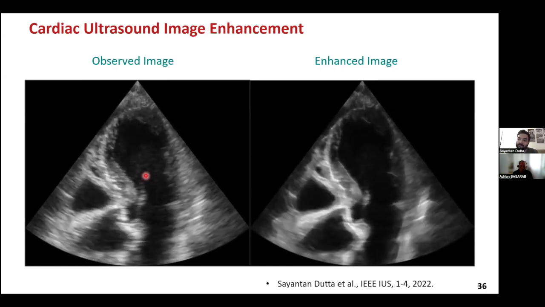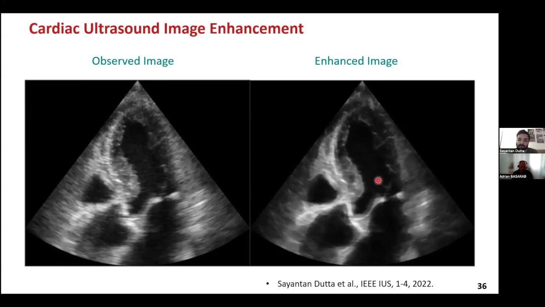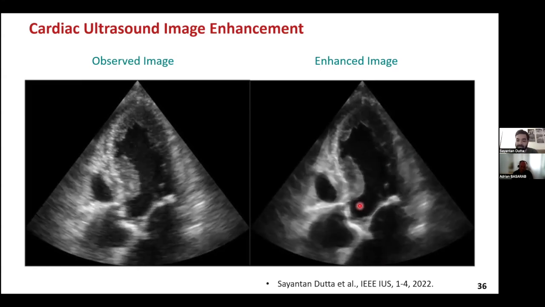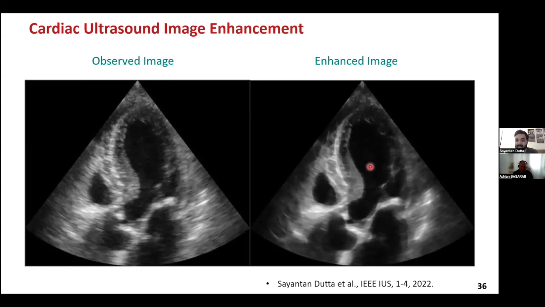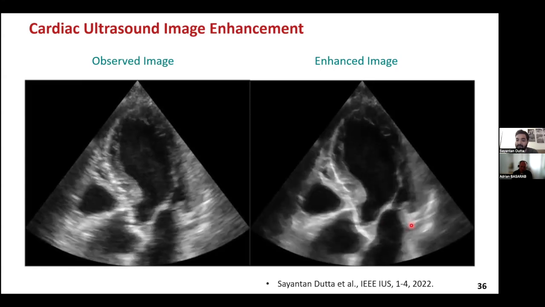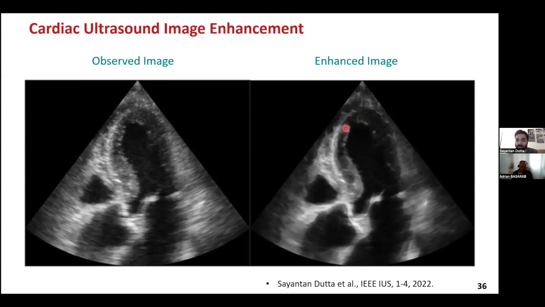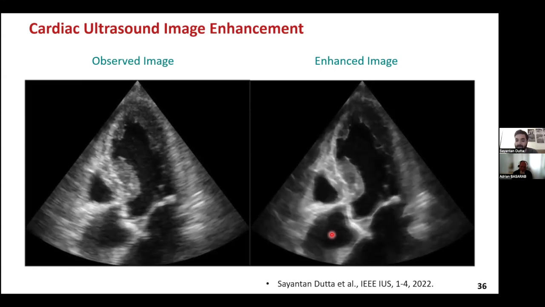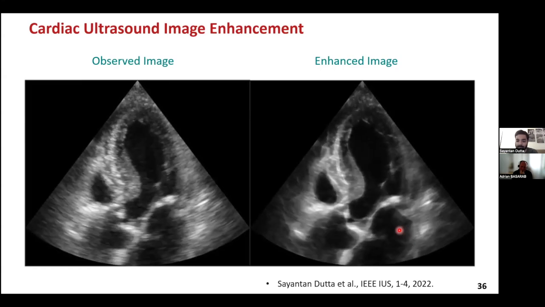We try to enhance the image by using our method. So this is the enhanced version. You can see the speckle is significantly removed from the image, and the resolution is significantly improved, where you can clearly see the structure of the heart, how it works.